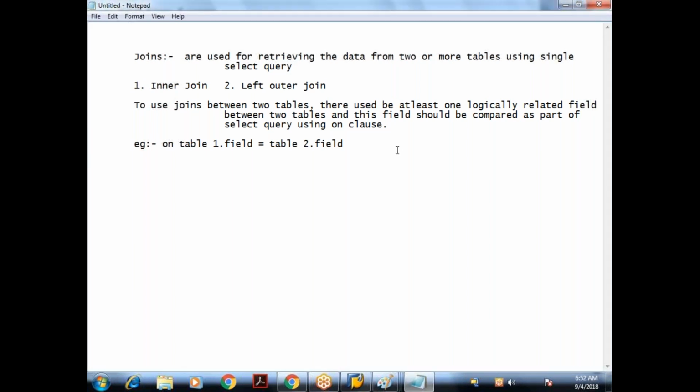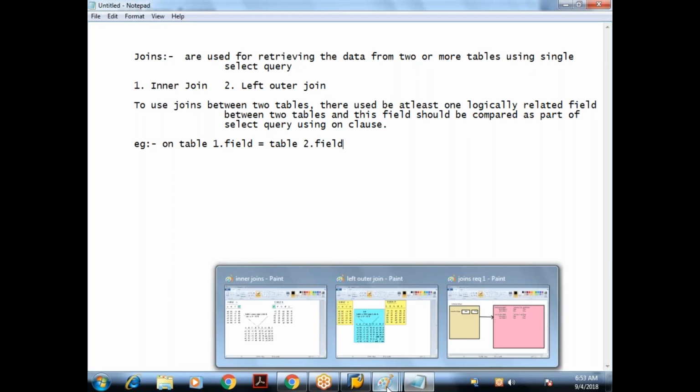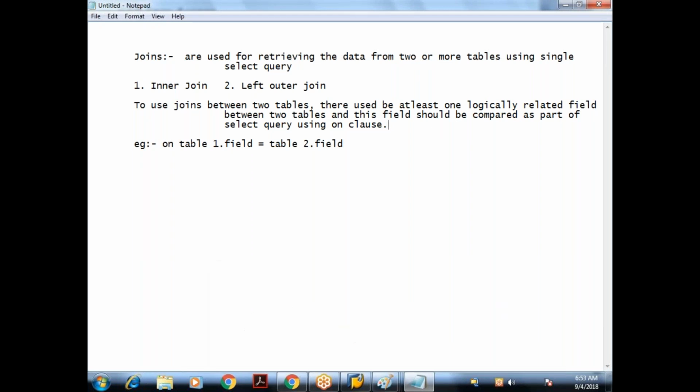Right, so see here. One second, let me wait for others to log in.